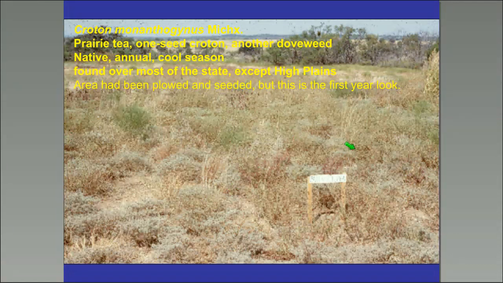Here's an example from San Saba County. Notice all the gray-green in this picture that you see. This is an area that was plowed.